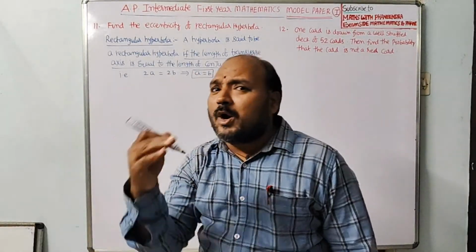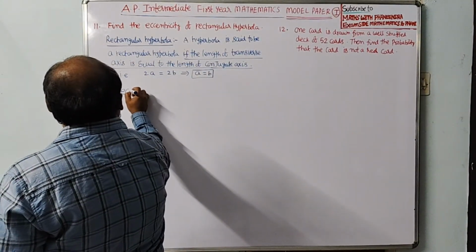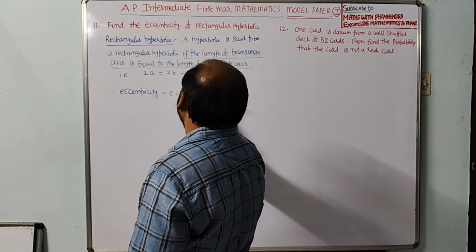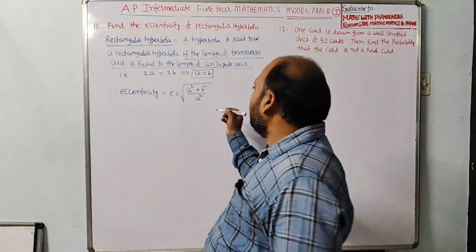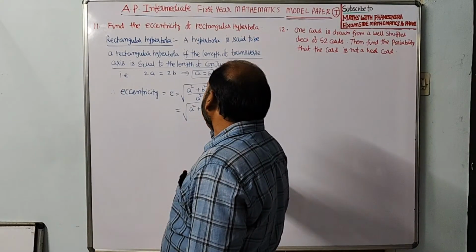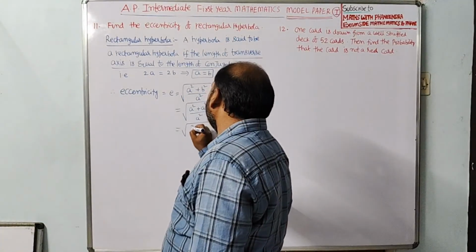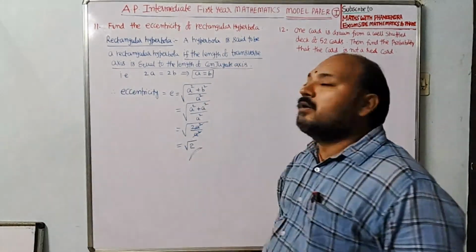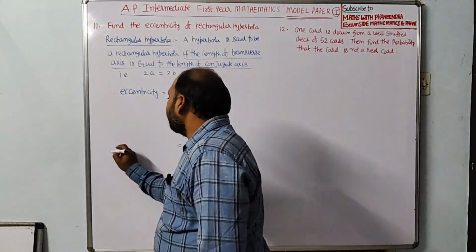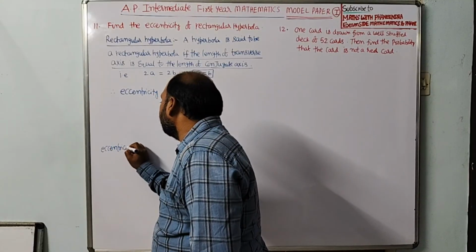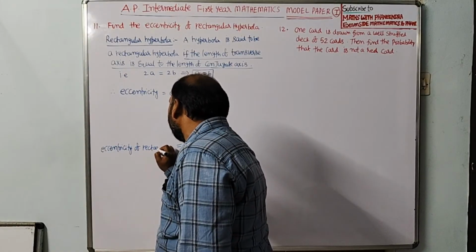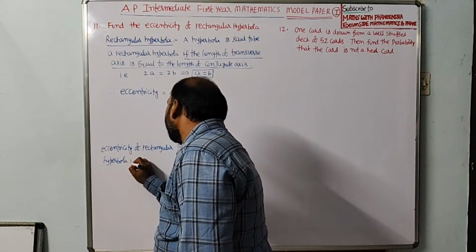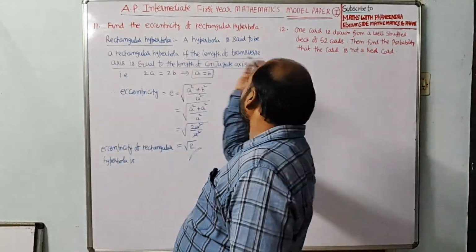So whenever a is equal to b, what happens for the eccentricity? Therefore, eccentricity e equals root of (a square plus b square) by a square. Wherever b is there, replace with a: root of (a square plus a square) divided by a square, so root of 2a square divided by a square. The a square gets cancelled, which is equal to root 2. Therefore, the eccentricity of a rectangular hyperbola is root 2.